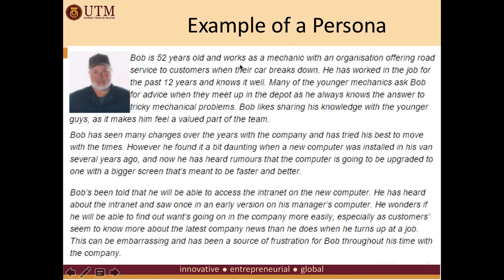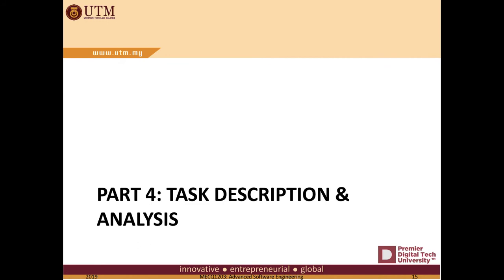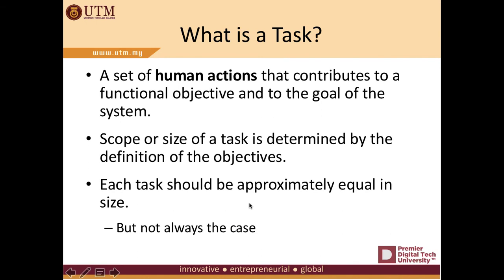So this is another one, Bob, 50 years old. I think you have to read through yourself and try to create your own goal of Bob and so on. Then task descriptions. What is a task description? It is a human action that contributes to the functional objective and to the goal of the system.